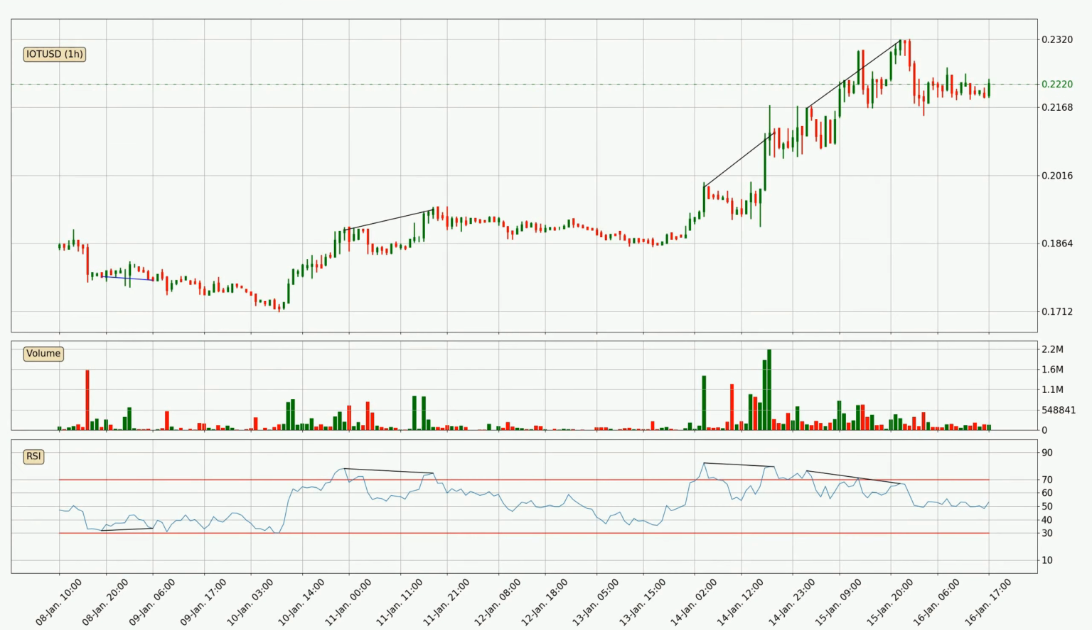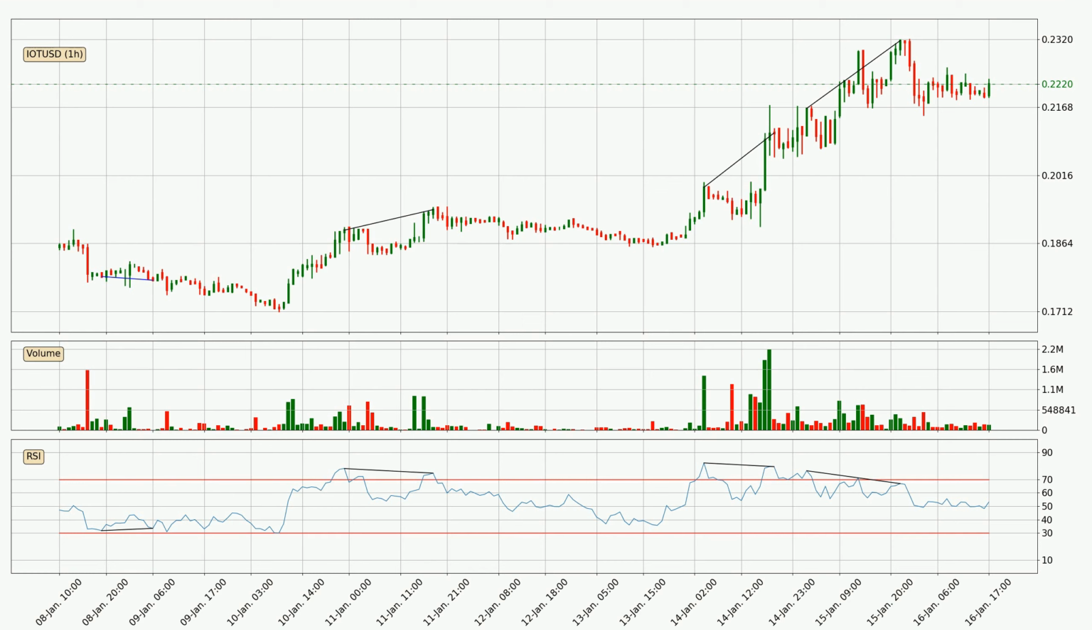Jumping to the divergences, there are two types of divergences, bearish or negative divergence and bullish or positive divergence. Bearish divergence is when the price is making a higher high while at the same time the indicator is making a lower high. This shows that the buyers are exhausted and a trend change could be expected soon. The same logic applies to the bullish divergence, where the price makes a lower low, but the indicator is making a higher low, showing that the sellers are exhausted.